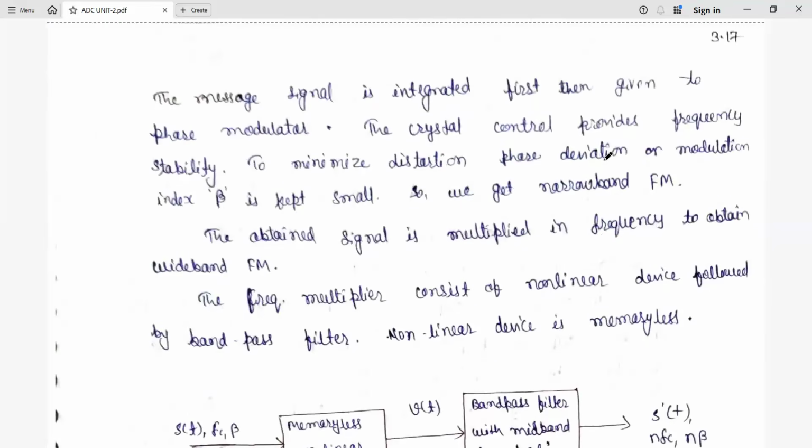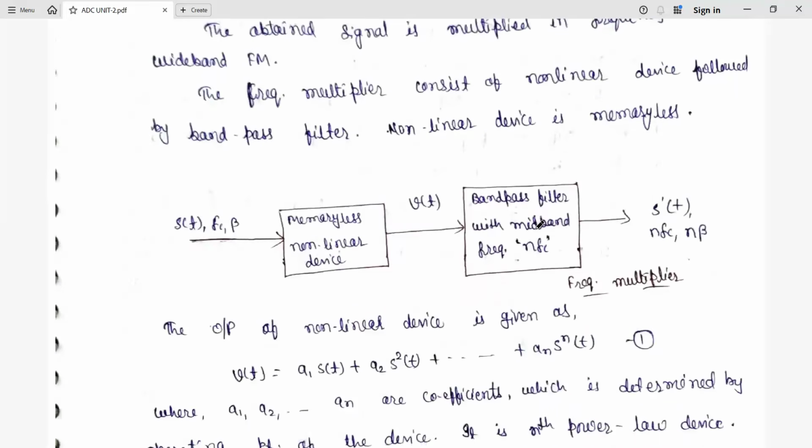After that, we have the concept of the frequency multiplier. With the help of the frequency multiplier, we will be able to obtain this wideband FM. In the generation of narrowband FM, we have well-controlled oscillators that help us minimize the distortion as well as the phase deviation by keeping beta small. So beta will be less than 1, and it is going to generate the narrowband FM. Now we are going to take the frequency multiplier so that we get the wideband FM.